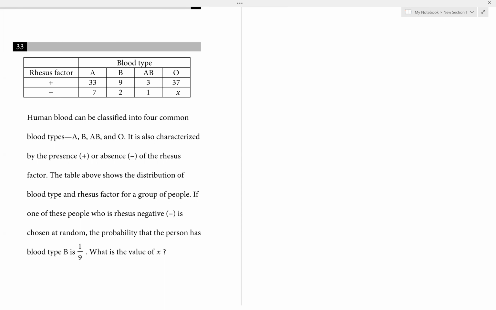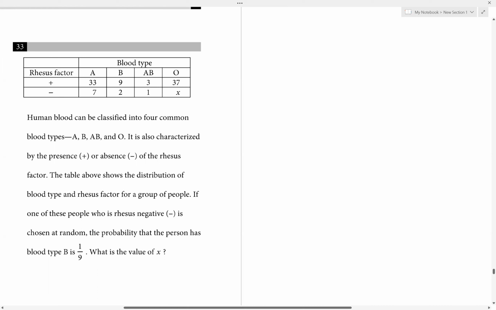Okay, so what we're trying to figure out is the X value here. We have all these numbers for the blood type, and also for the rhesus factor, positive or negative. We also know that out of those people with rhesus negative, the probability of selecting someone that has blood type B is 1/9. Okay, so based on that, we have to solve for X.